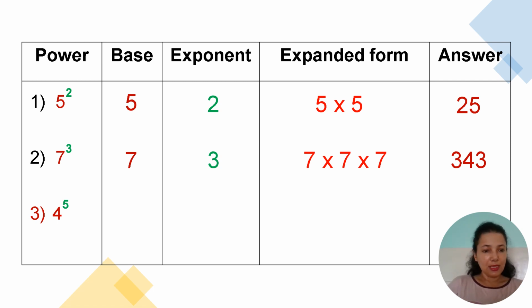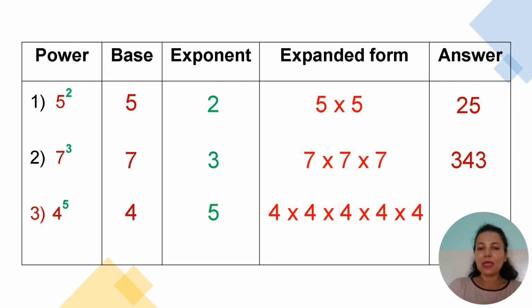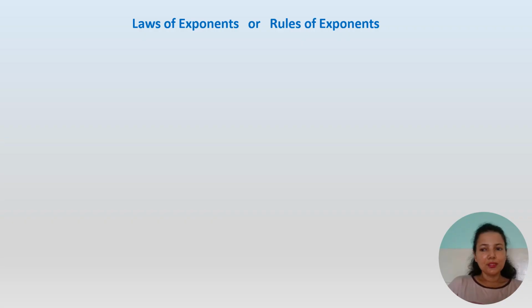Right, the next number that we are looking at is 4 to the power 5. The base number is 4 and the exponent is 5. So we're basically multiplying 4 times 4 times 4 times 4 times 4. So we're multiplying 5 times. And that is going to give you an answer of 1024.